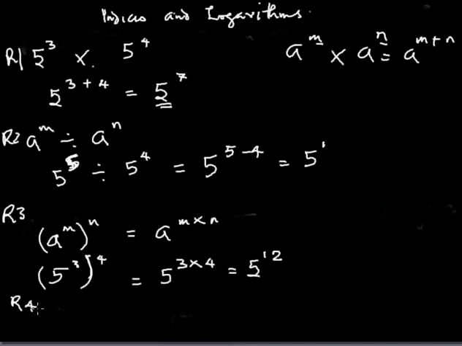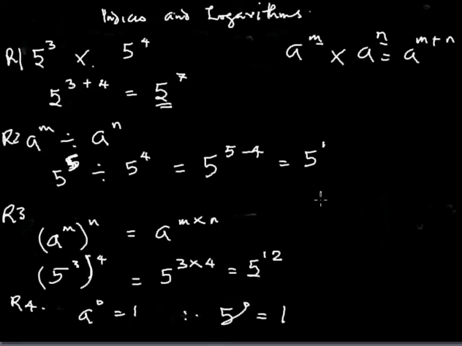Rule 4. This is very easy. When you have a raised to power 0, it is equal to 1. Anytime you see a base that is raised to power 0, just equate it to 1. Take for instance, 5 raised to power 0 is the same thing as 1. This is mostly used in base numbers.